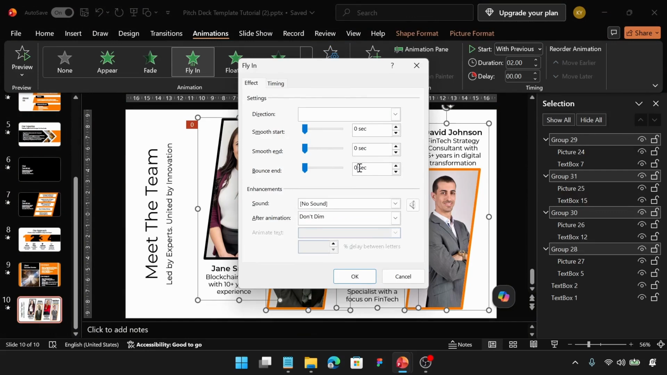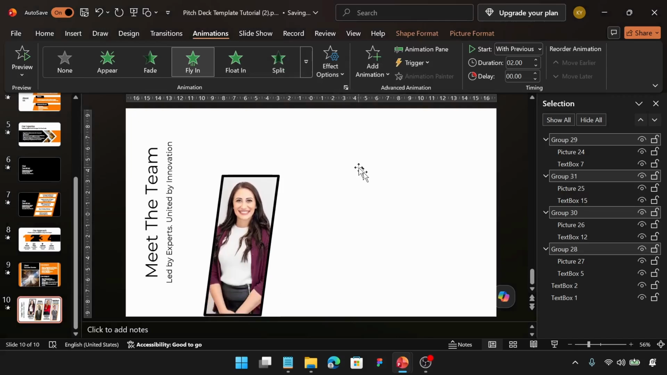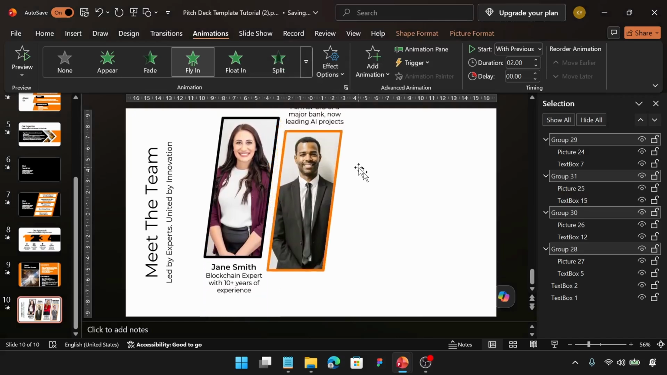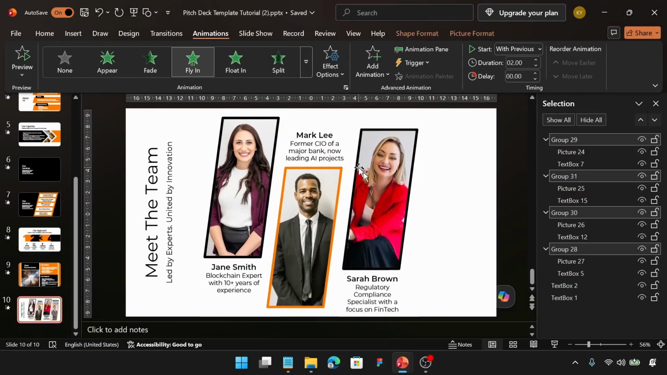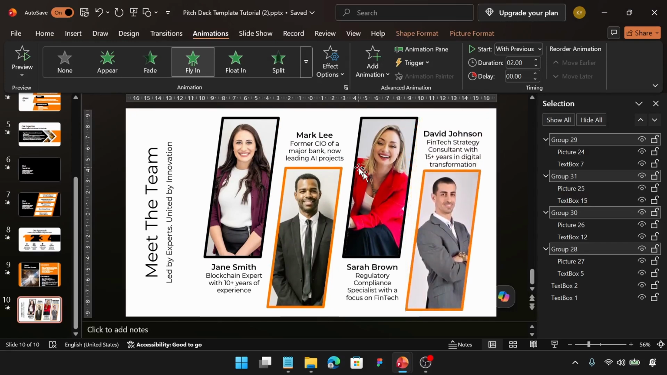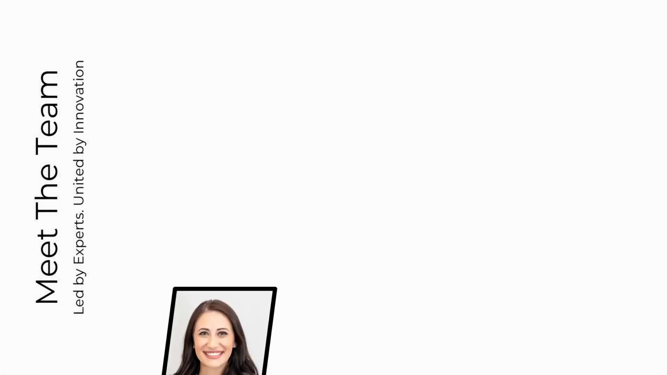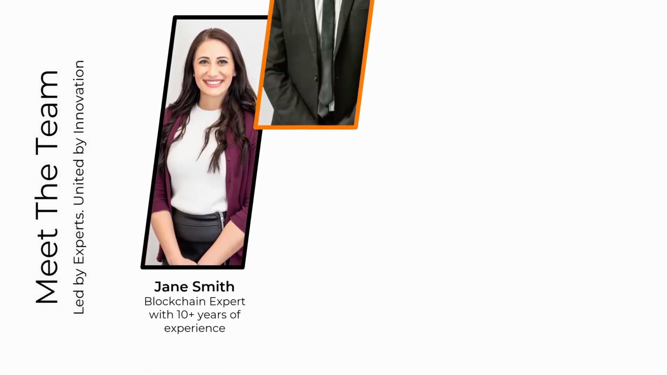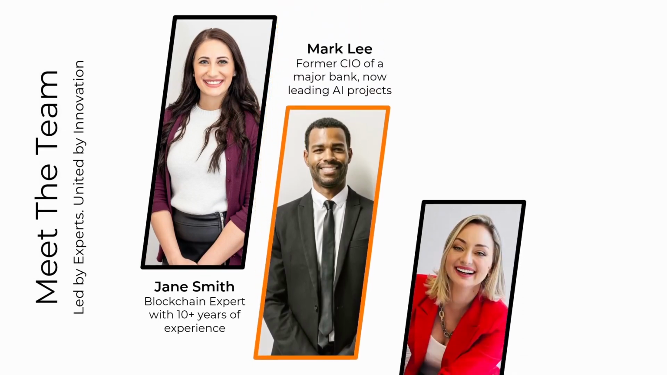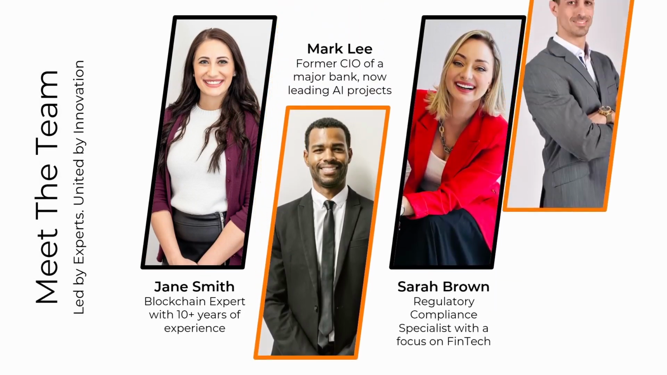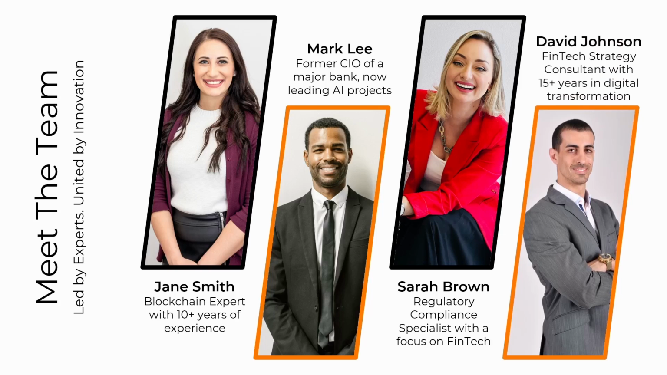Now select all of this, and then under effect options, select this arrow here, and we're going to make bounce end 0.48 seconds, and we're going to have this animation for our slide content. Well, let's see what it looks like in the slideshow view. So I'm going to start my slideshow. We're going to have our transition first, of course, and then we're going to have the image and bio and the name of each team member coming one by one. And yeah, that is it for the meet the team slide for our pitch deck template in PowerPoint.